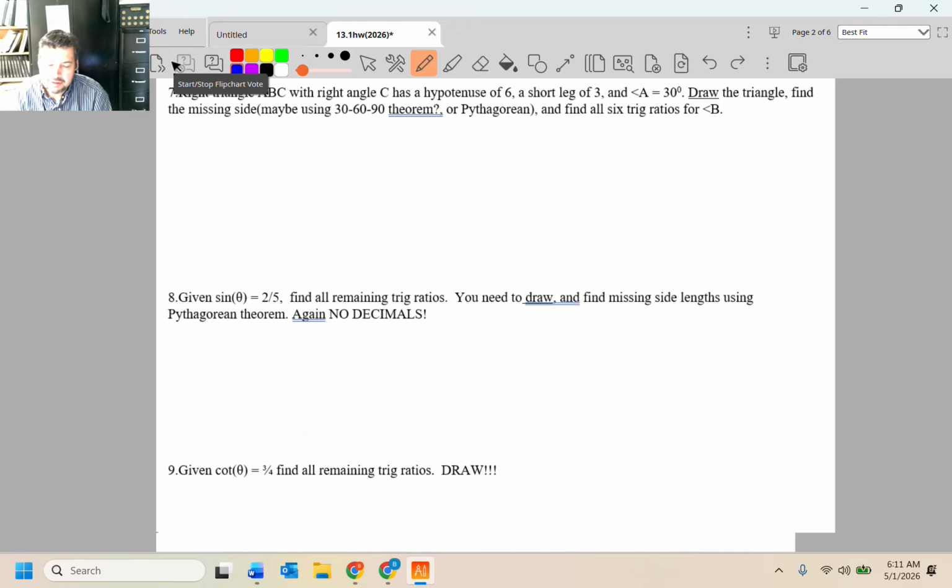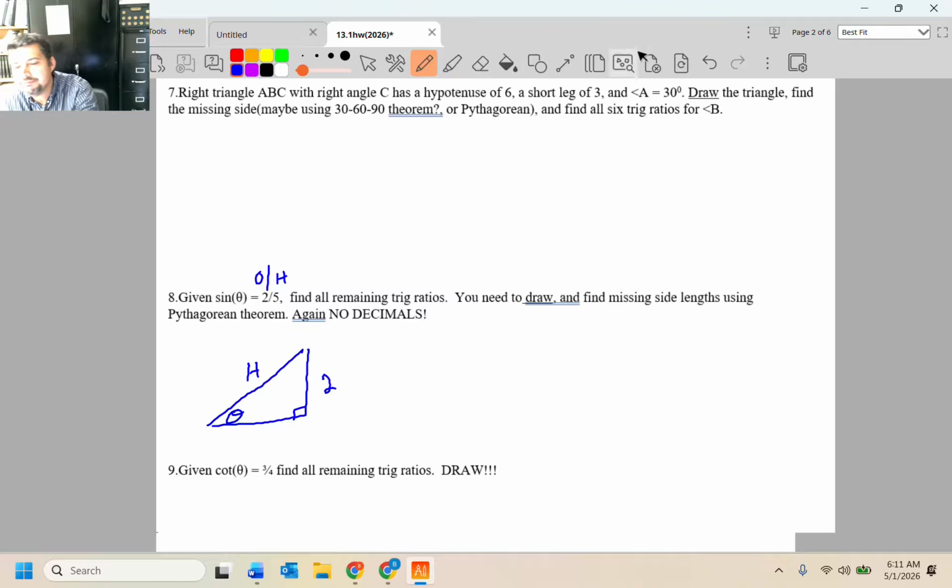Let's look at number 8, because that'll help you do 9. Given the sine of theta is 2/5, find all remaining trig ratios. All right, so we draw a certain way. This is not a named triangle. And here's theta. The sine ratio is opposite over hypotenuse. So opposite of theta is a 2, hypotenuse is a 5. But I wrote h.